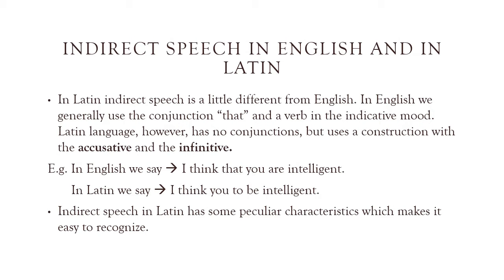So let's see the differences between indirect speech in English and in Latin. Actually, they are many. In English, we generally use the conjunction that after the verb that expresses the thought, and then in the subordinate clause, a verb in the indicative mood. The Latin language, however, has no conjunctions to express the indirect speech, but uses a construction with the accusative and the infinitive.